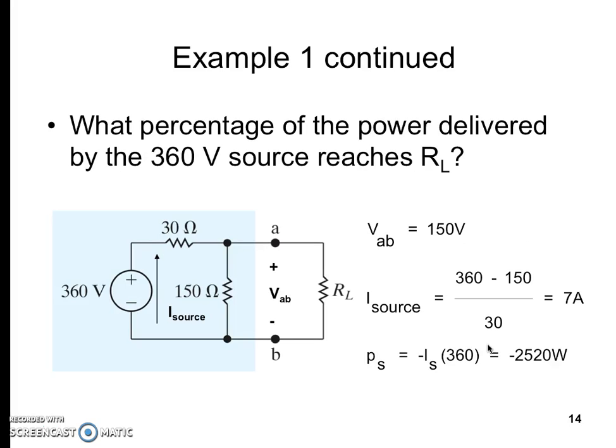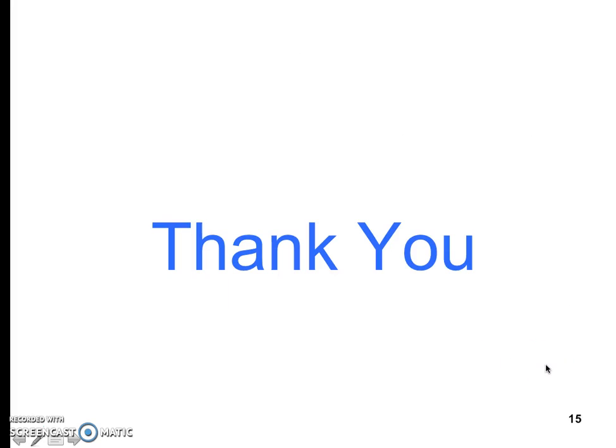Now what percentage of the power delivered by the 360 volt source reaches RL? This is the circuit diagram. The VAB is 150 volt, so your I source will be 360 minus 150 by 30, that is equal to 7 ampere, and your PS equal to minus IS into 360, that is this much of watt.